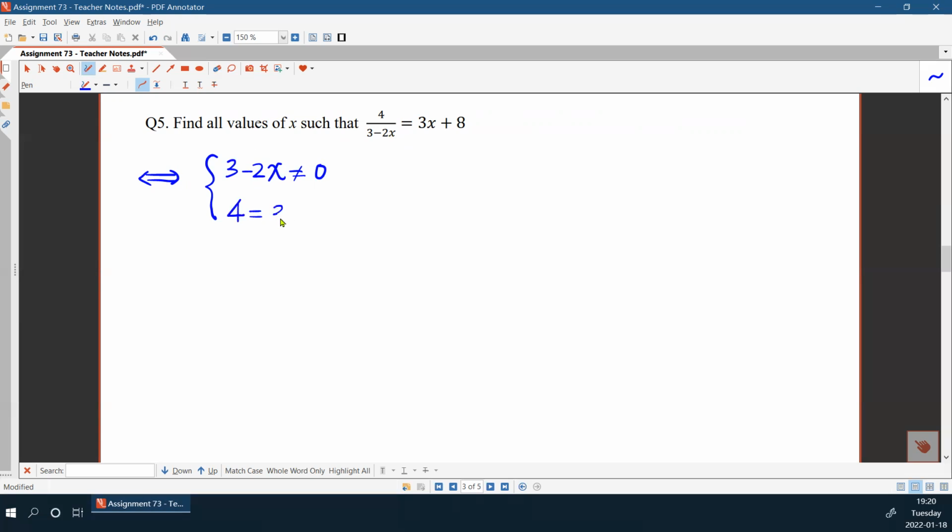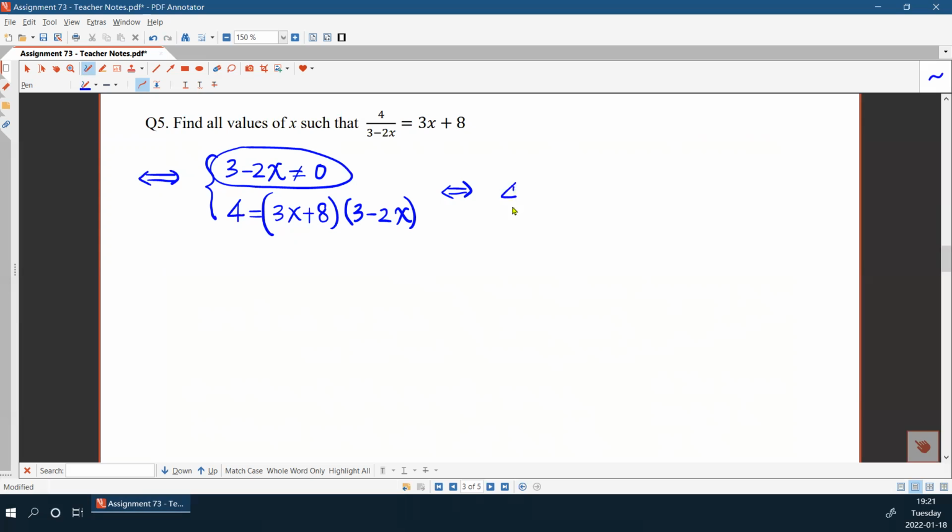So 4 equals 3x plus 8 times 3 minus 2x. Okay, let's check then if we can ignore this condition here. So let's check. If 3 minus 2x is 0, what will happen? If 3 minus 2x here is 0, then the right side is 0, right? And the left side is not 0. So of course, that means that x is not a solution of the second equation, right? So that means the second equation already implies that 3 minus 2x is not 0. Therefore, we do not need to write this condition in the next step.